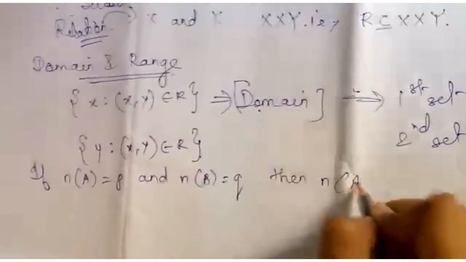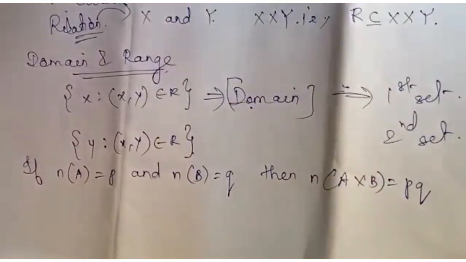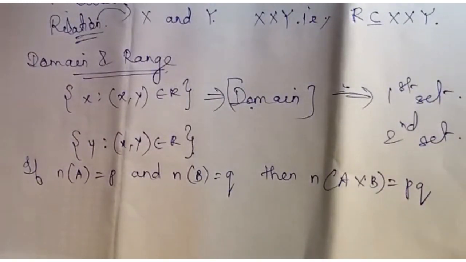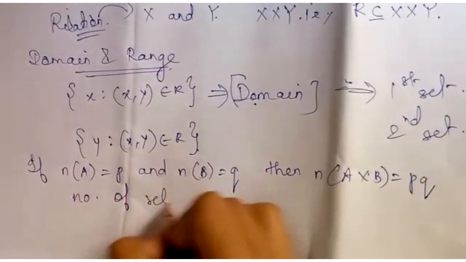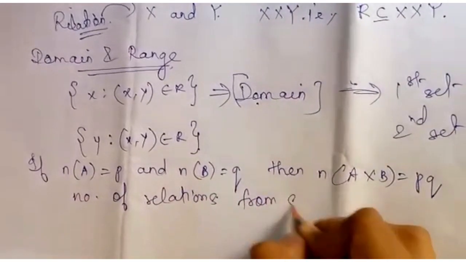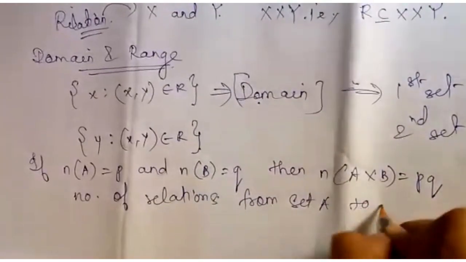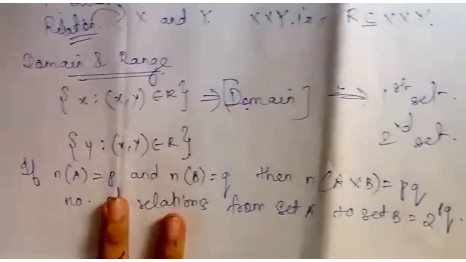So if n(A) equals p and n(B) equals q, then n(A × B) will be pq, and the number of relations from set A to set B will be 2 raised to pq.